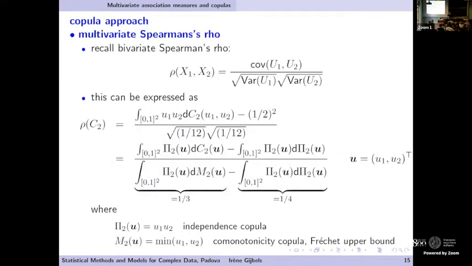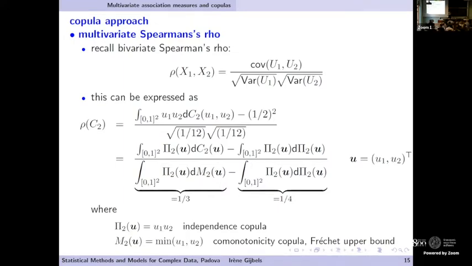Now let's look at what's around in the literature based on the copula approach. For the copula approach, I will focus mainly on 3 of these bivariate association measures, just to pass the message to you about what is happening when people start to do this generalization. And some of these things are really old. I mean, compared to me, they are maybe young.